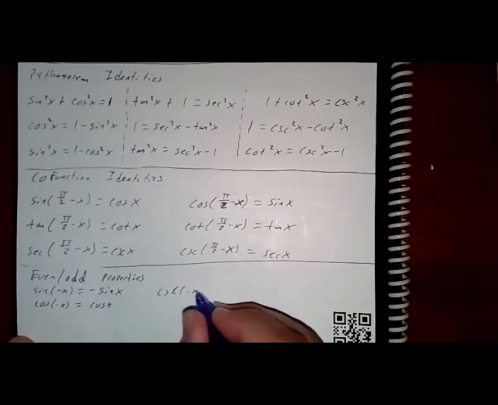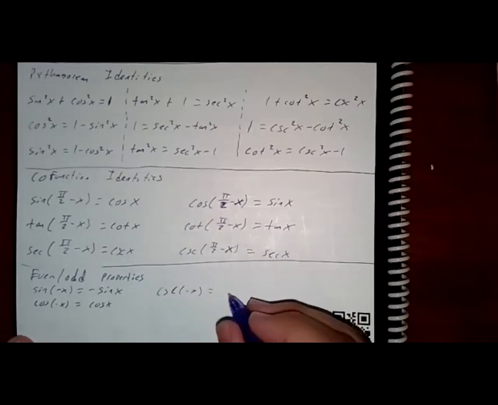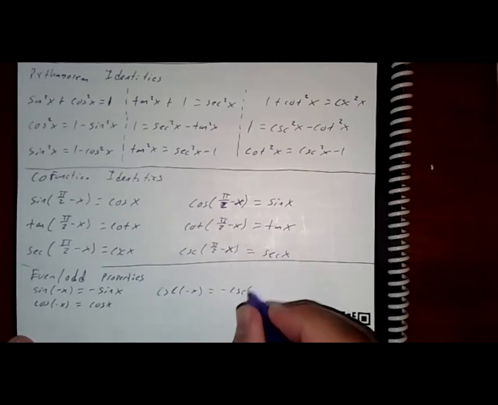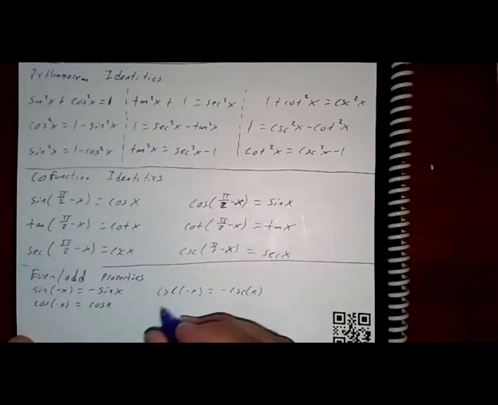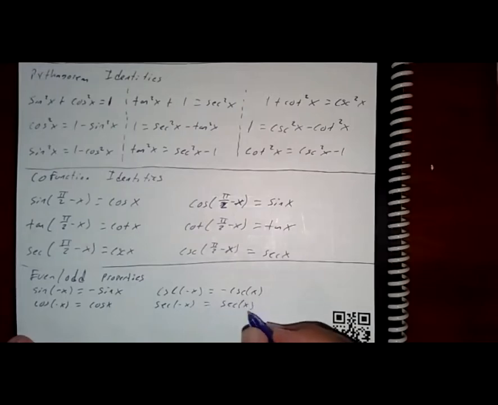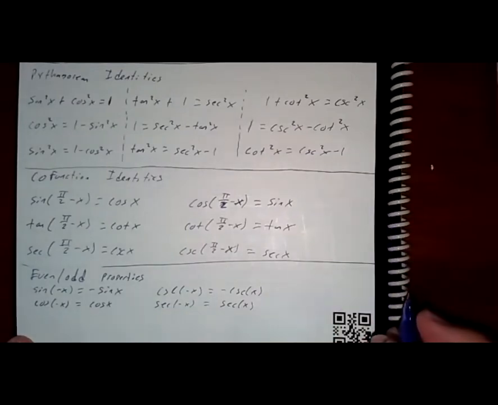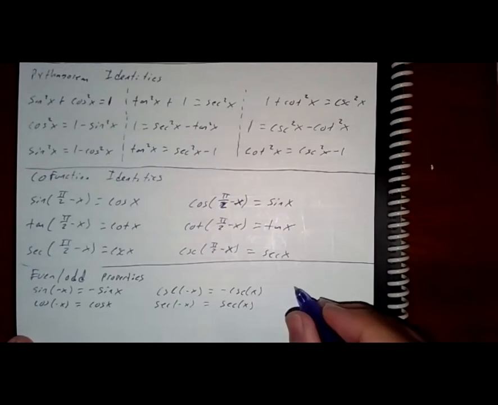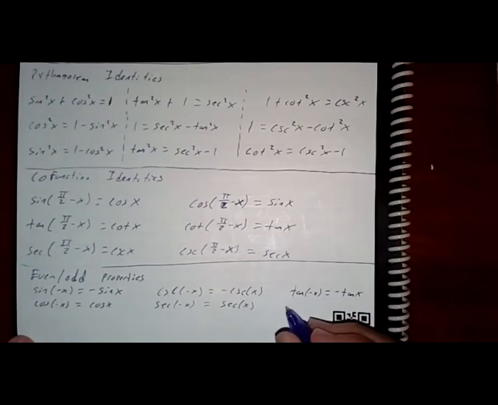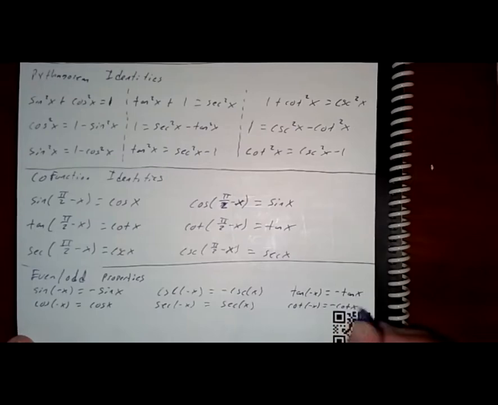Cosecant of negative x is equal to negative cosecant of x. Secant of negative x is equal to secant of x. So this is an even one. These are the evens right here. The rest are technically odd. There are only 2 evens, and it's these 2. Tangent of negative x is equal to negative tangent x. And cotan of negative x is equal to negative cotangent x.